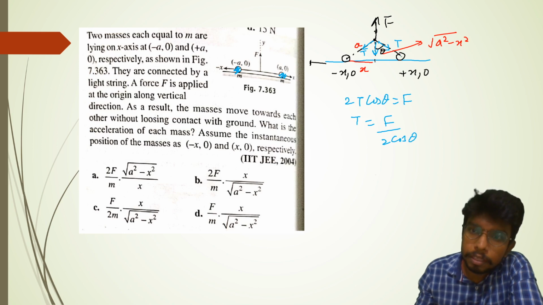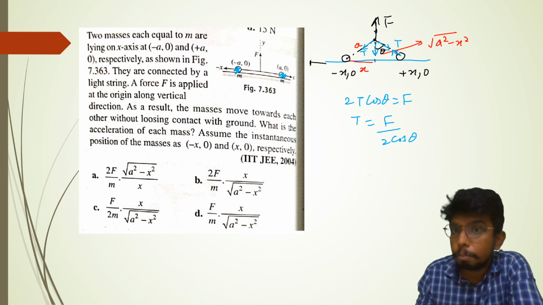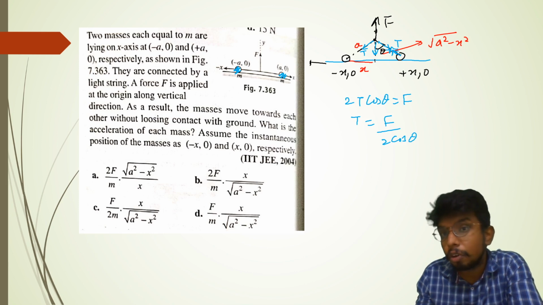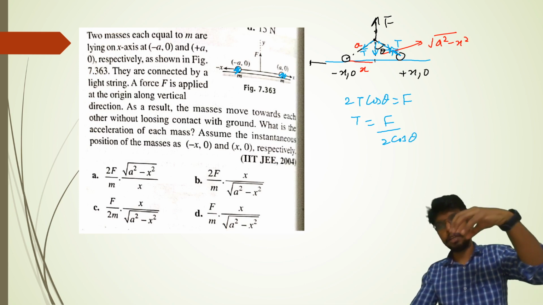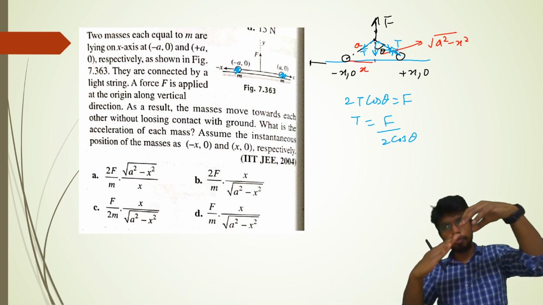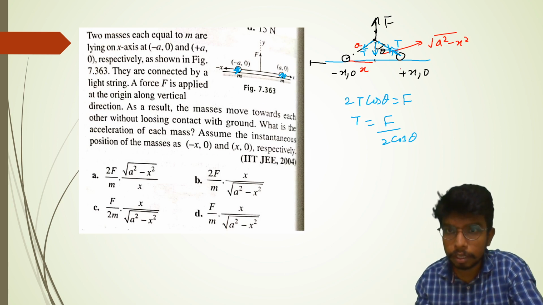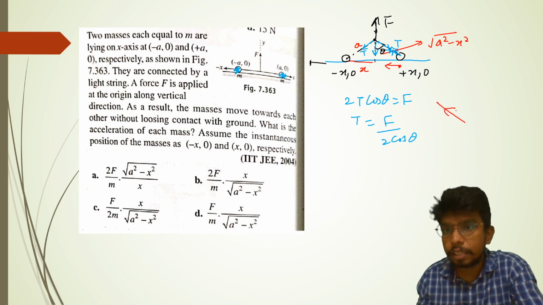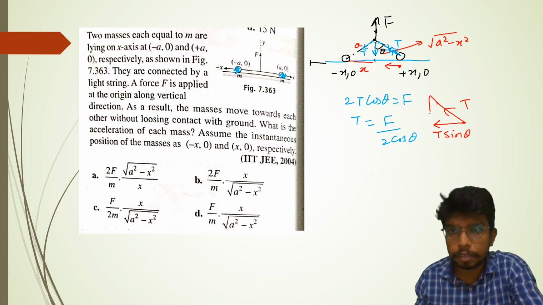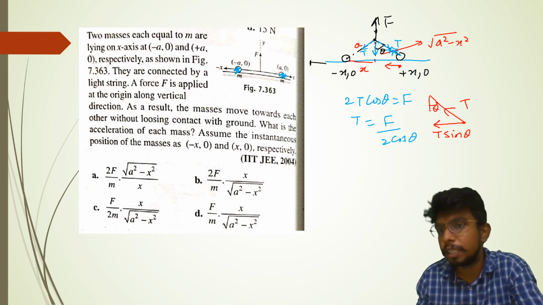Now this tension is the force responsible for the movement of this body, but this force is not moving the body in this direction. A component of tension is moving this body in the horizontal direction, because the body is not moving in the direction of T, it is moving horizontally. So if T is acting in this direction, we should take a component of T in this direction, which is T sine theta, if this is theta. So this is going to be T sine theta.